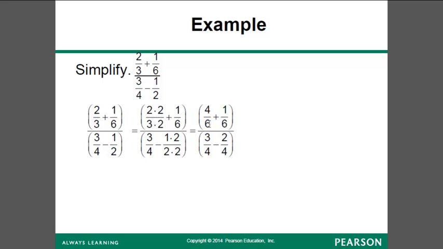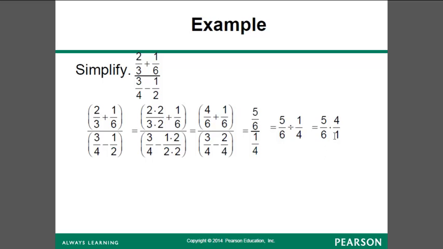This allowed me to get common denominators on both numerator and denominator. I can now add and subtract my numerators on both sides of the fraction, and I get 5/6 divided by 1/4. Change this into a division problem, so I have 5/6 divided by 1/4. How do we divide fractions? We flip the second one and we multiply.